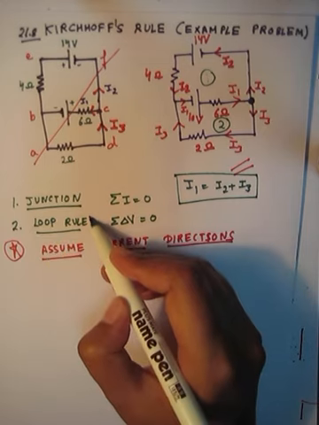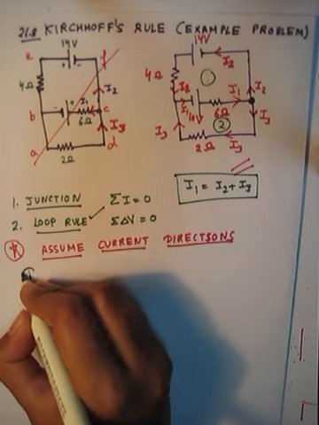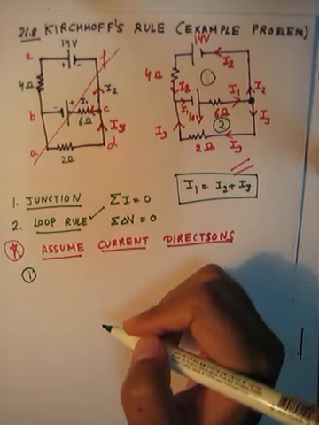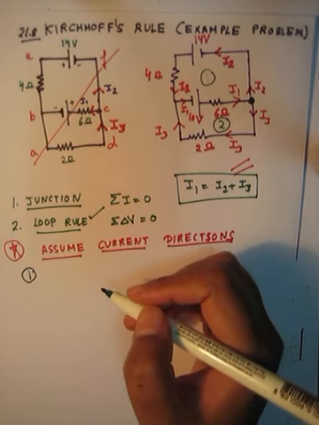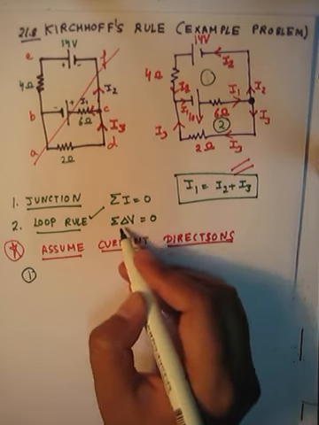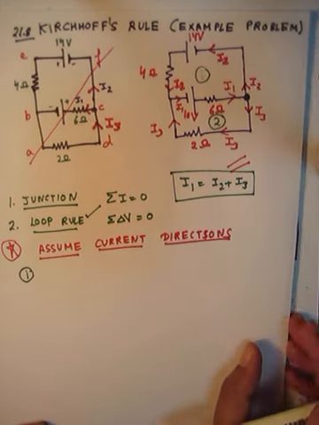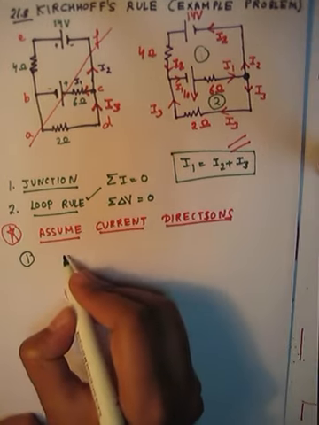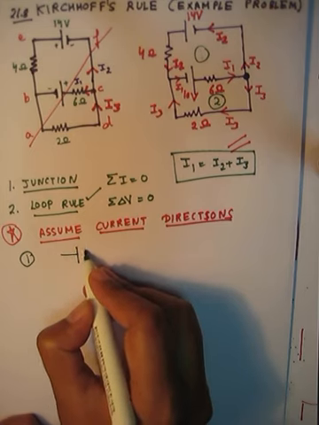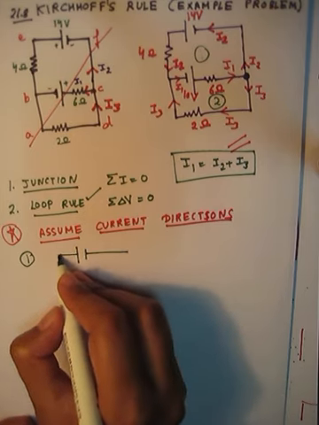Now, let's talk about the loop rule. Let's talk about the first loop first. In the first loop, how we have to take care of the signs of the potential, I'm going to explain to you. So let me just draw only the first loop so that it is clear.